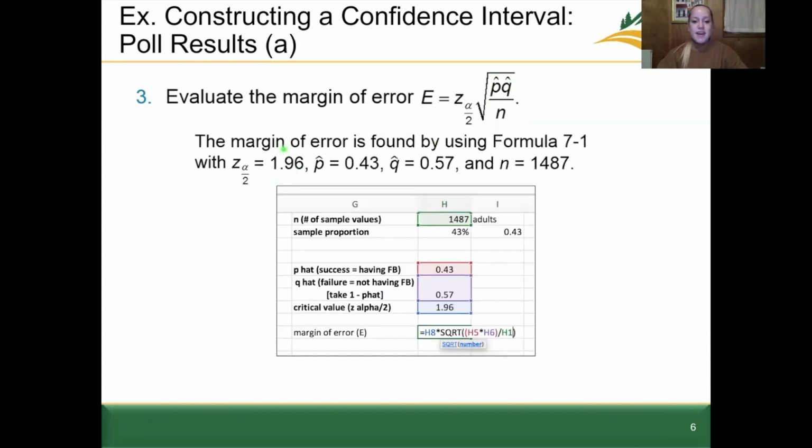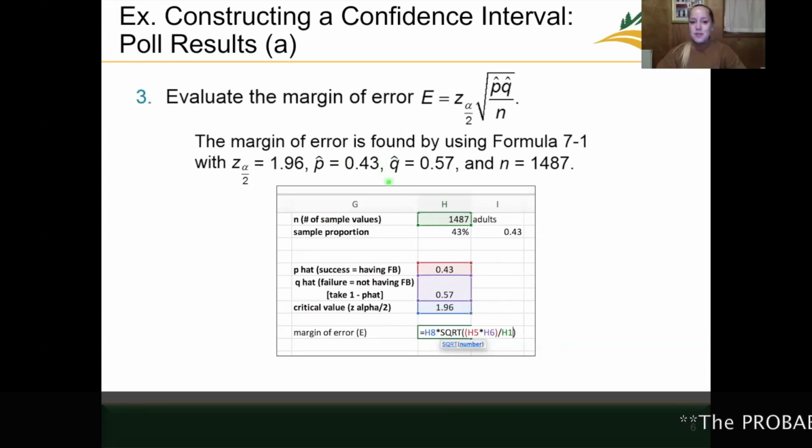From the last slide, we know that z subscript alpha over 2 is equal to 1.96. We have also talked about our p-hat value before. That's 0.43, or 43% of adults do have a Facebook page. Remember that we got that p-hat value, and we're calling it our point estimate because we took a sample from a population and we're connecting that sample to be able to make inferences about our full population. We also know our number of adults here is 1,487. Then the only unknown left is finding q-hat.